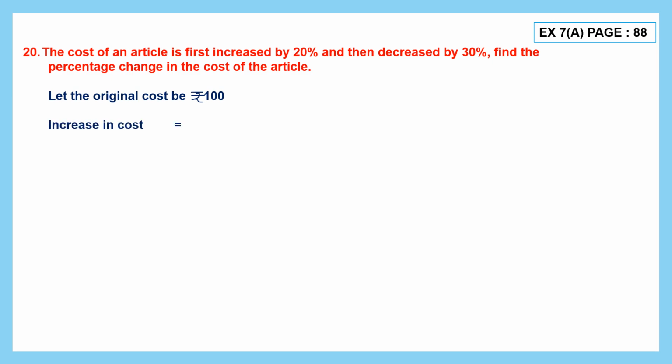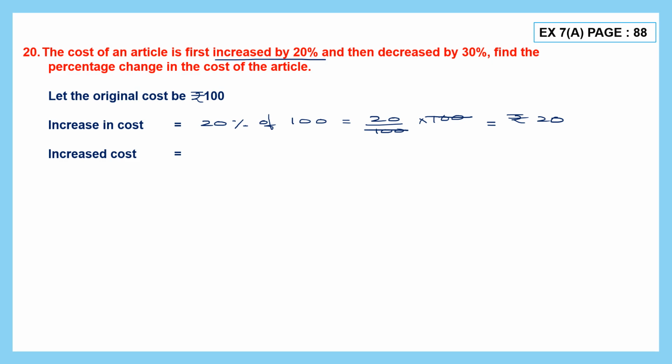So here what happens? There is an increase in cost, isn't it? So what is the increase in cost? So that will be 20% of the original cost, which is 100 rupees. So that is 20 by 100 into 100. So now here this will get cancelled. The increase in cost is rupees 20. So now what is the new cost? The new increased cost will be the original cost, which is 100 rupees, and now it is increased, isn't it? So we add this up. So this becomes 120 rupees. So now this is the increased cost.